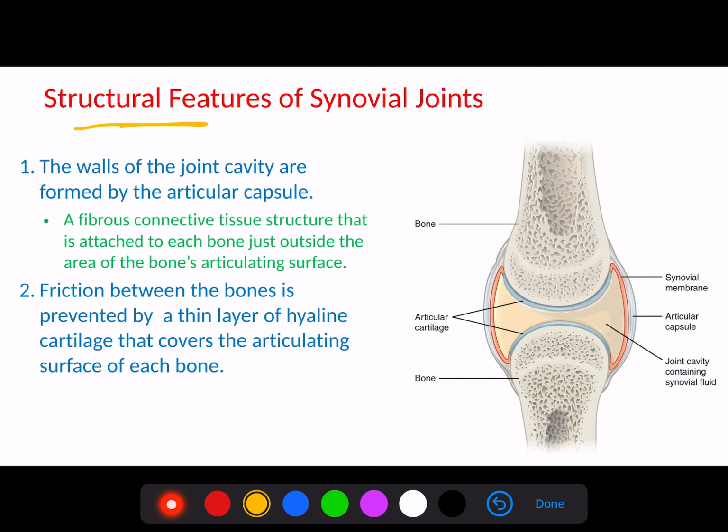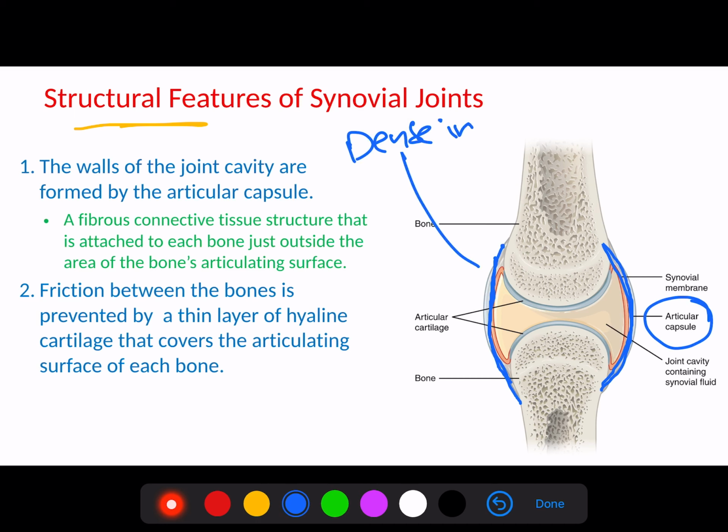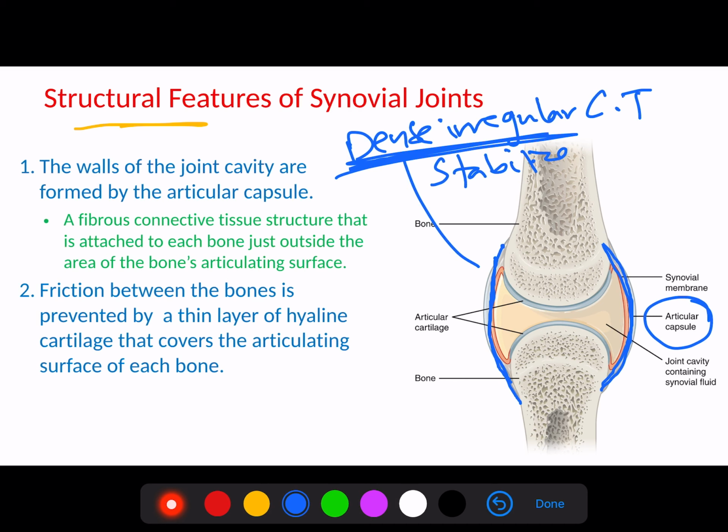The first one is that these joints are located within a capsule. So this is the joint and this is the capsule. This is called the articular capsule. It is a fibrous connective tissue, dense irregular connective tissue. If you remember, we said dense irregular would allow dealing with stretch, stress, or pressure from multiple directions. So this will stabilize the joint significantly. And this capsule is very important since it is also connecting the two bones together.